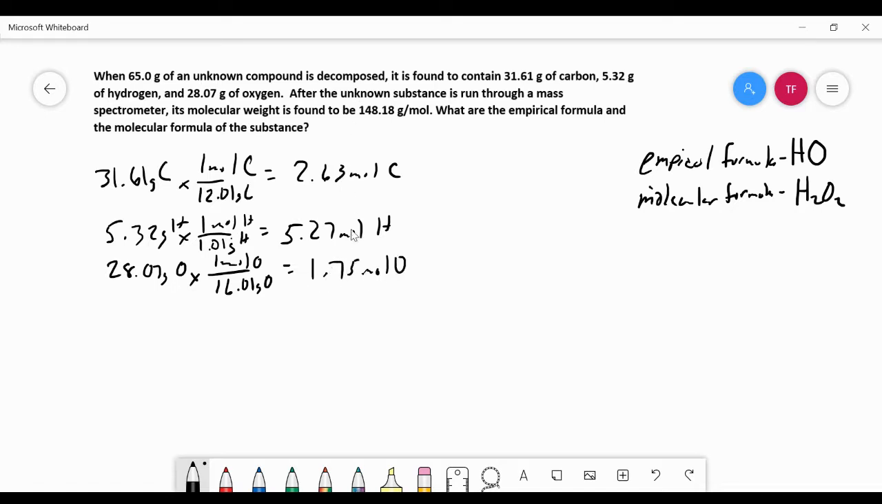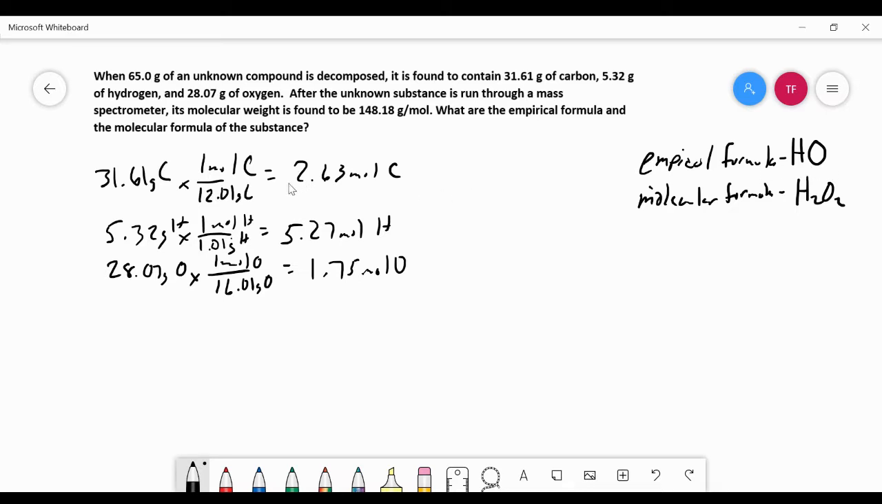So here's how many actual moles of each element are in this sample. But we want to know the ratio of the elements. In other words, what's the mole ratio of carbon to hydrogen to oxygen? Technically, it is 2.63 to 5.27 to 1.75. But formulas need whole numbers.